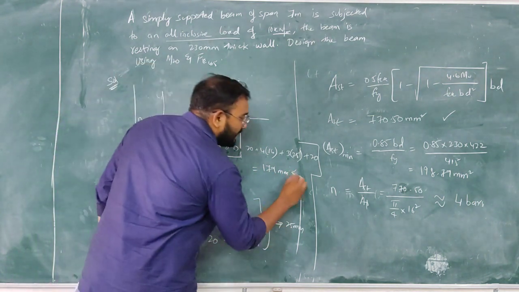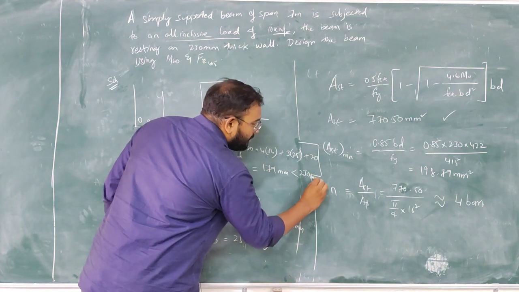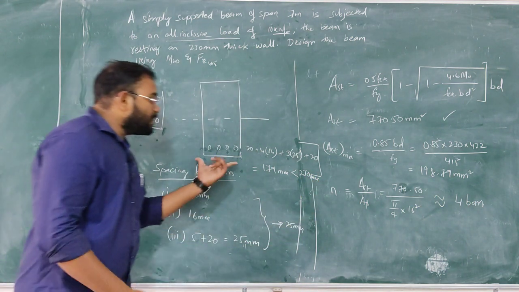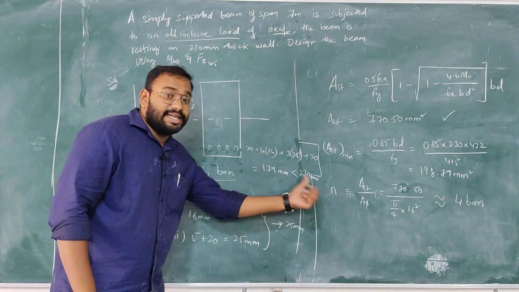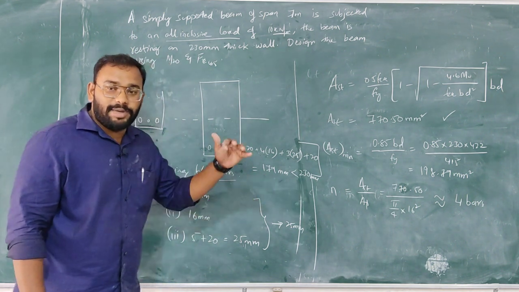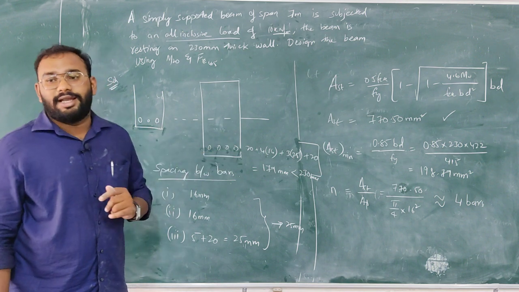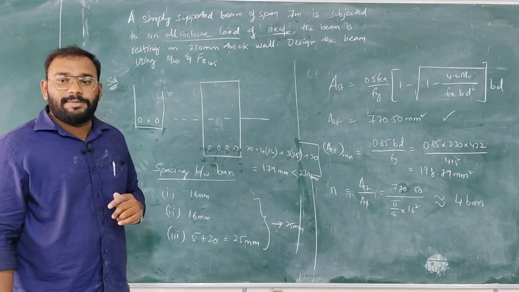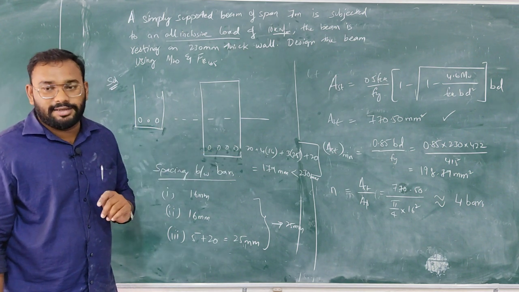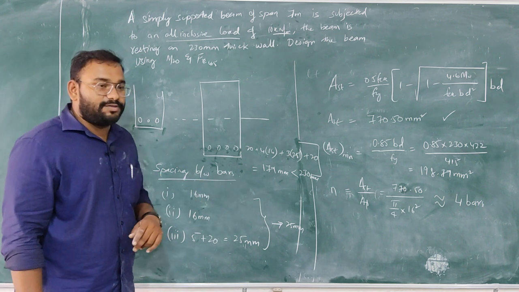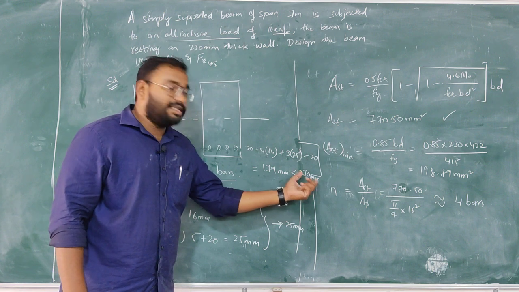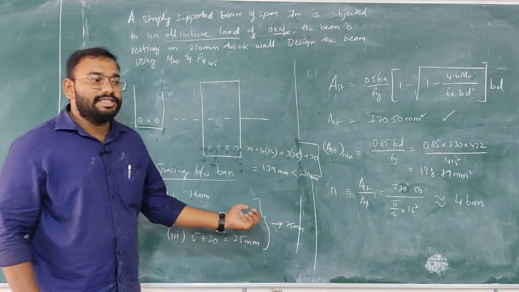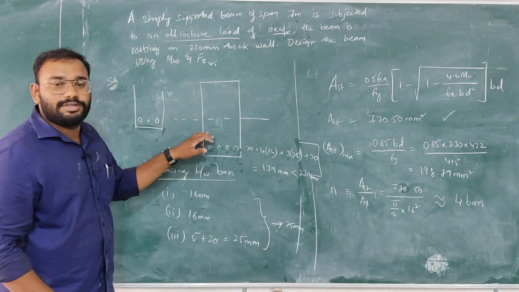179 mm is less than 230 mm. What is the width of the beam we have? 230 mm. So 179 is less than 230 mm, which means you can provide 4 bars of 16 mm diameter in a single line. Otherwise, if this is not satisfied, suppose this is more and the width available is less, in that case you need to provide bars in 2 rows.